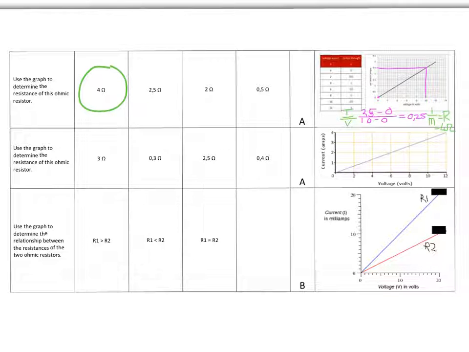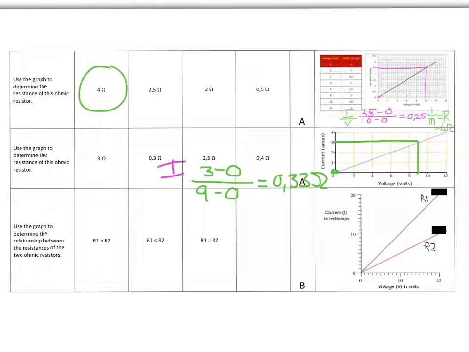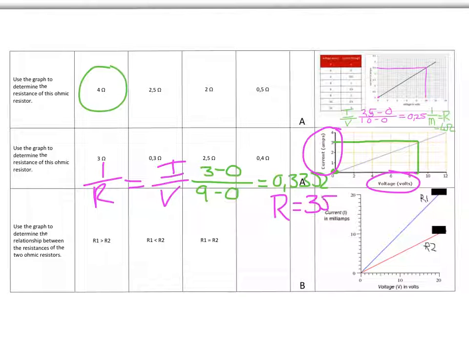Then, in the next graph, determine the resistance. So I'm going to choose a point. It's about over there and over there. And I'm going to say y2 minus y1 over x2 minus x1. I land up with 0,33 ohms. What if I invert that? How do I know to invert it? Firstly, because it's I over V, which means that it's 1 over resistance. I need to flip that answer. So resistance is equal to 3 ohms.